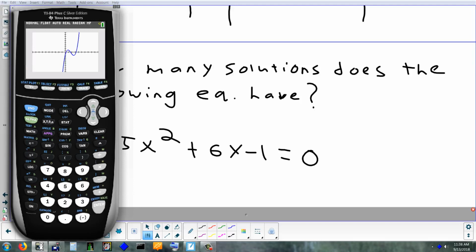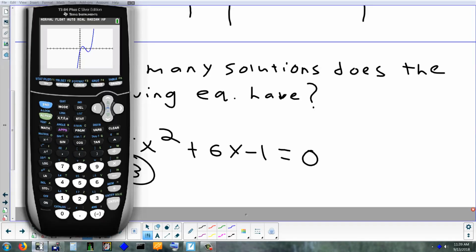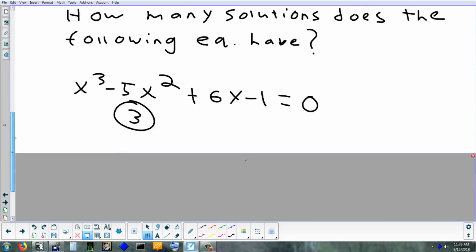How many solutions does it look like we have? Well, actually, 3. Okay, so we have 3 solutions. How many x-intercepts do I have in that equation? Okay. 3. How many roots do I have in that equation? 3. How many zeros do I have in that equation? 3. I'm just showing you 4 different ways I can ask the same question. Okay. All the same thing.